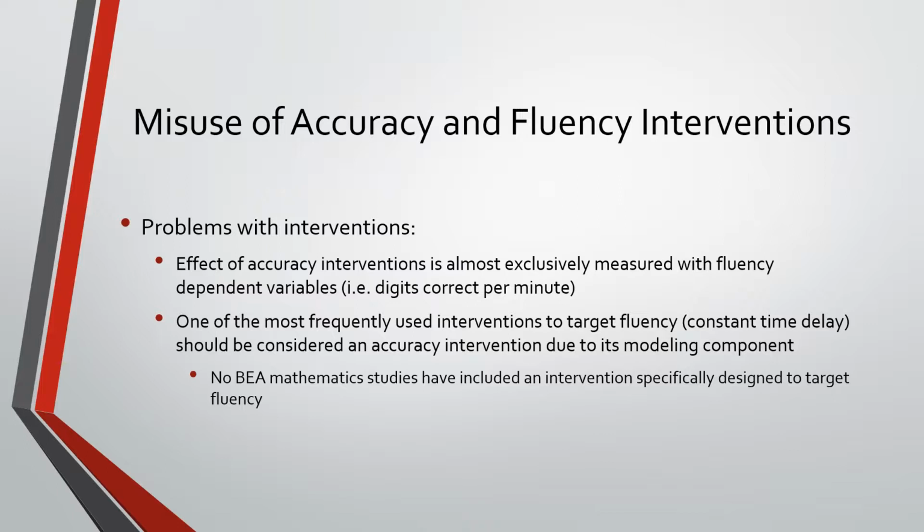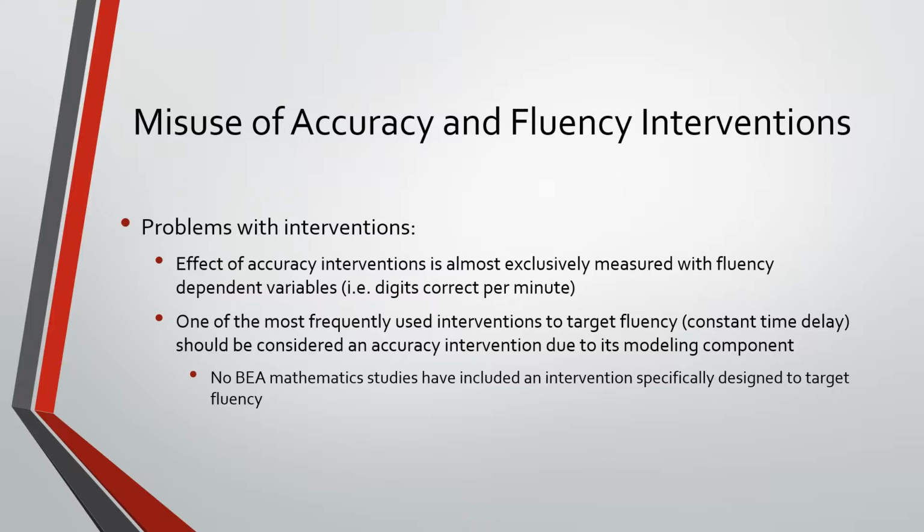There's also been an issue with a misuse of accuracy and fluency interventions. Some of these problems are that the effect of accuracy interventions has almost exclusively been measured with fluency dependent variables, such as anything per minute, so digits correct per minute, words read correctly per minute. When you're adding that time-based component in there, you're really looking at fluency instead of the percentage of digits they're getting correct or words that they're reading correct.